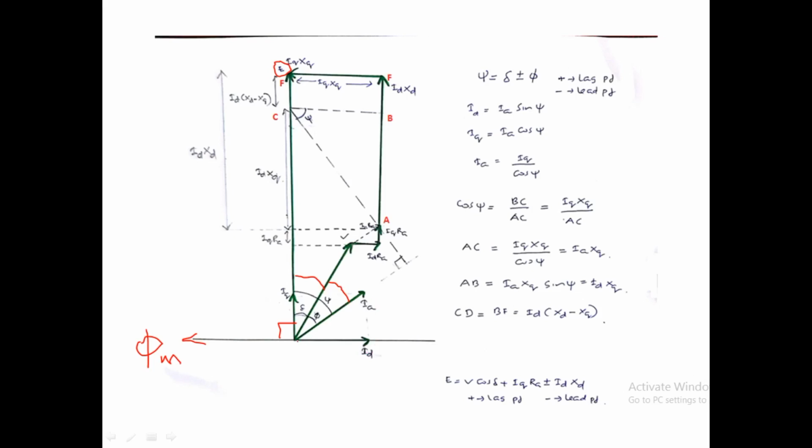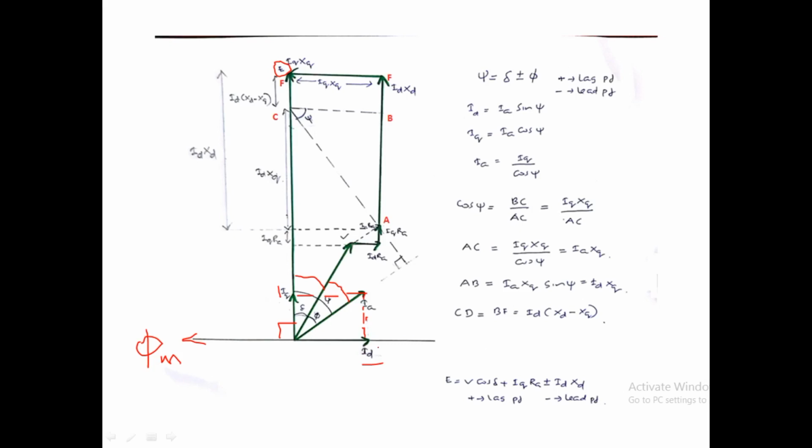Now the thing we discussed in the previous slide is coming here. Ia can be resolved into two components. Ia is resolved into two components, which along the x-axis is taken as Id, and along y-axis is taken as Iq. So this is Iq. Ia is resolved into two components, Id and Iq.